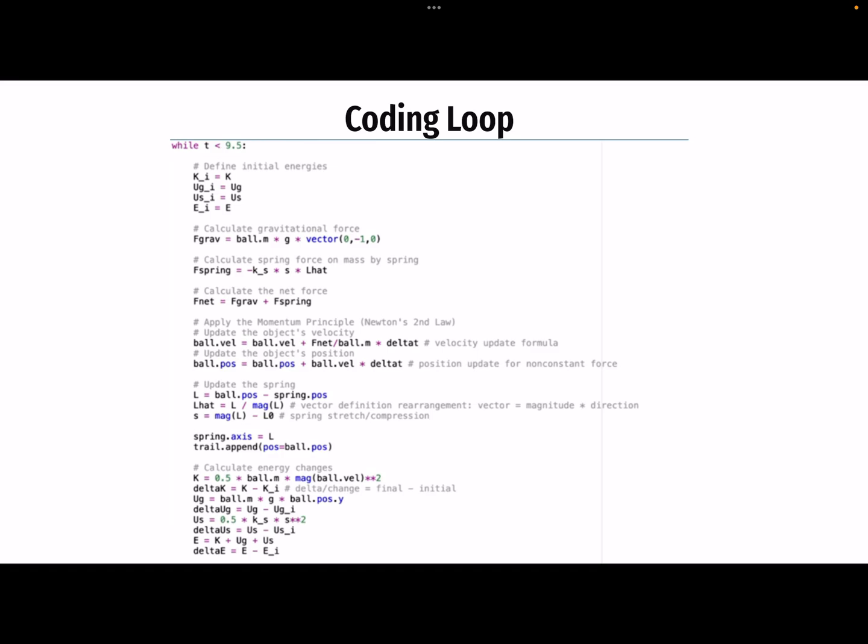For the coding loop, my simulation used a time-step loop that repeatedly calculated the net force, which was spring plus gravity. And then it updated velocity and position over tiny time intervals. Running this over the experiment's duration produced simulated position data, and I could compare directly with the Tracker data. This showed how closely my computational model matched the actual motion.